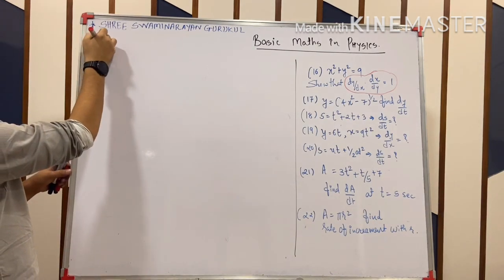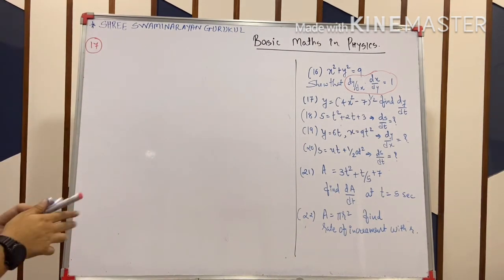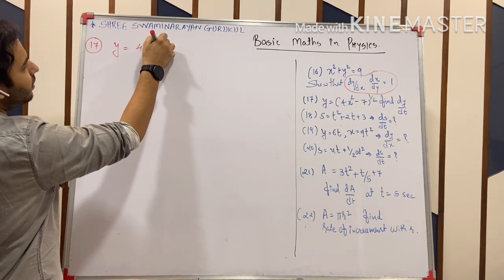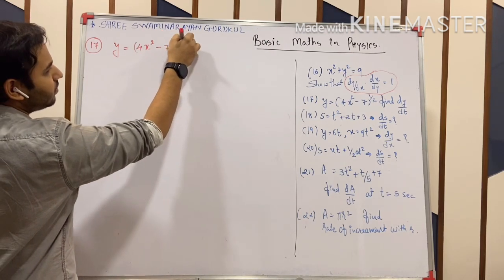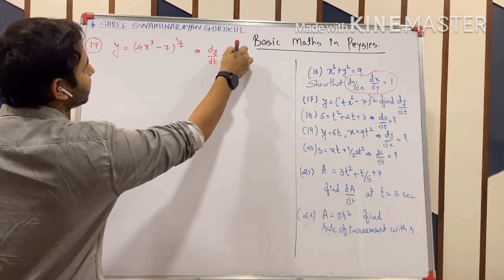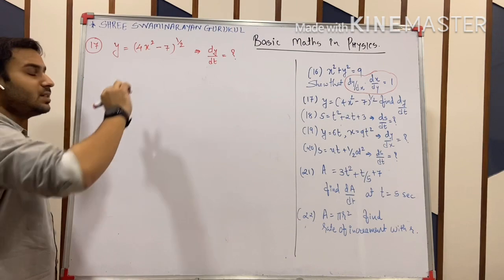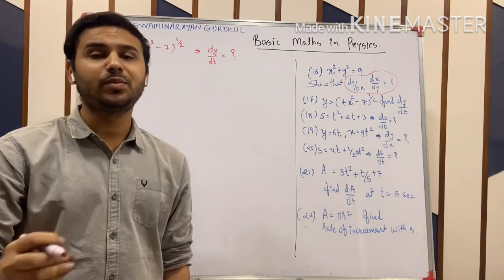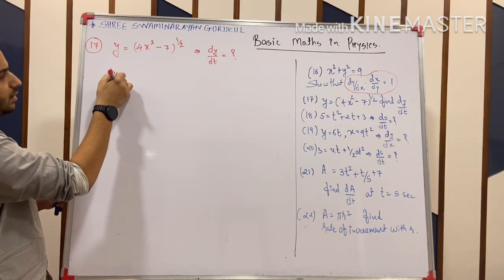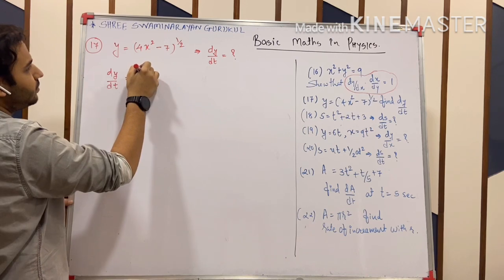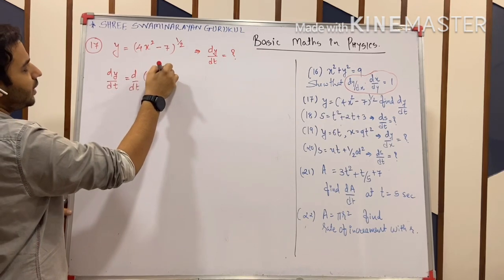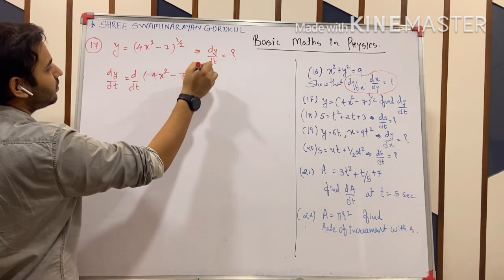Question number 17. y is equal to 4x square minus 7 raised to 1 by 2, and I want to find dy upon dt. See, here the function is in x, but I need to differentiate it with respect to t. So what should I do? I write like this: dy upon dt is equal to d by dt of 4x square minus 7 raised to 1 by 2.